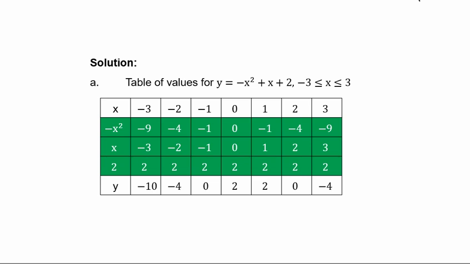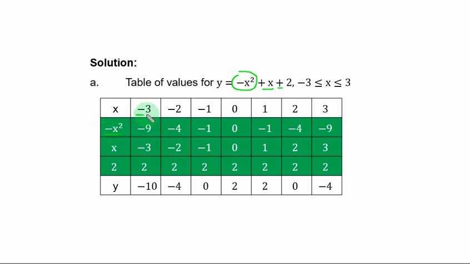Solution. A part of the question is to copy and complete the table of values. Already the values of s are known. For us to get the y values, you need to get minus s squared. Of course, the s values remain the same. Plus 2 is a constant which is written under each value of s. So you start with minus s squared. Now this is what happens.